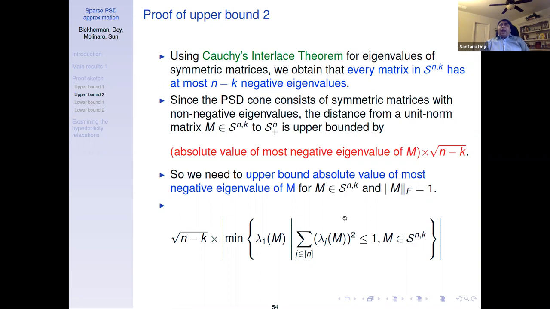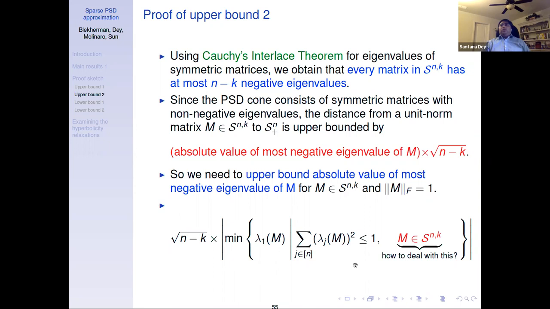The first condition is easy. The Frobenius norm being one is the same as saying that the two norm of the eigenvalues is no more than one, and I'm trying to minimize the smallest entry in this vector. But the problem is I still have this constraint that I have to enforce: the most important is that this M is in S_N^k. So if I can take this condition and somehow write it as a condition on the eigenvalues of matrices, that might give me an appropriate upper bound, and that might give me a problem that I might be able to analyze.